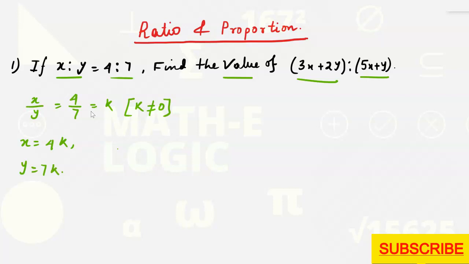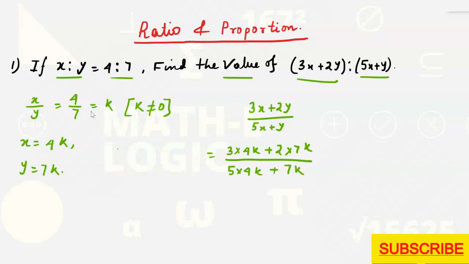Now we have to find the value of 3x plus 2y divided by 5x plus y. So 3 multiplied by 4k plus 2 multiplied by 7k divided by 5 multiplied by 4k plus 7k. So 3 into 4 equals 12, 2 into 7 equals 14, 12 plus 14 equals 26k, divided by 5 into 4 is 20 plus 7 is 27k. So k and k cancel out. So we get 26 is to 27. That is the correct answer for the first question.